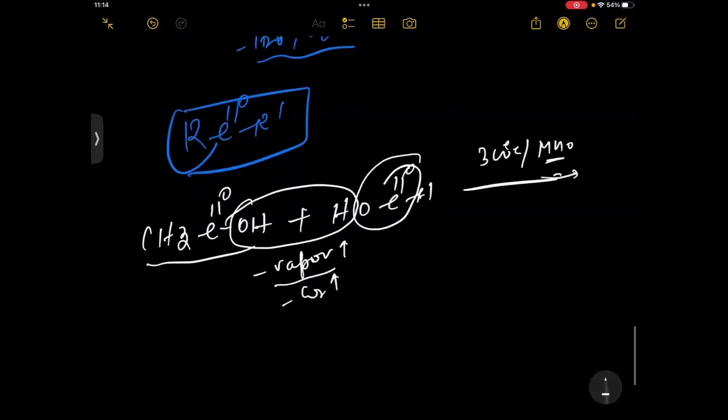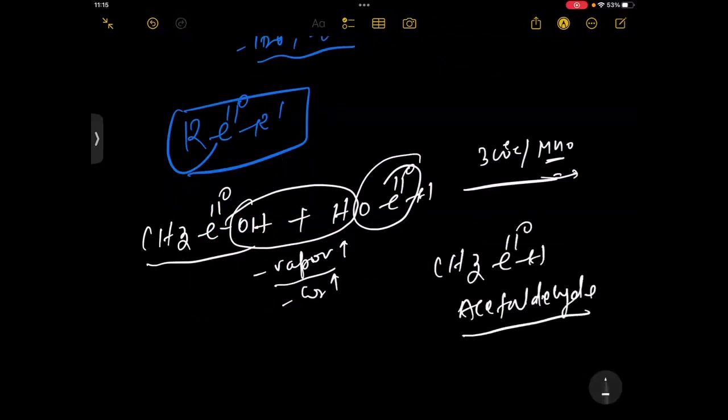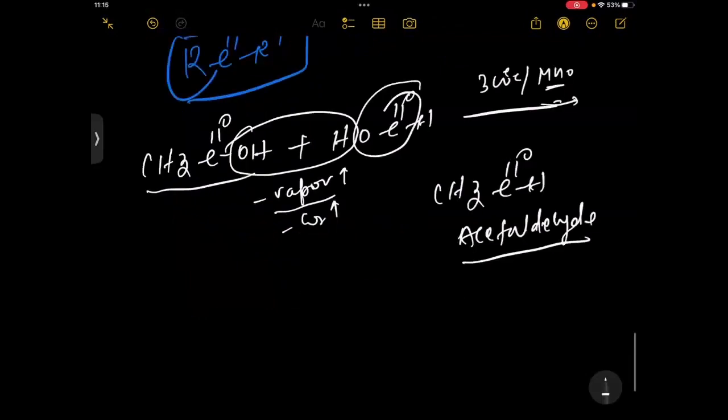So you will get CH3-C(=O)-H, this is acetaldehyde. So you will get acetaldehyde here. Still my question here: will you get only acetaldehyde? No, you can also get CH3-C(=O)-CH3. Why? Because suppose you have taken 2 moles of acetaldehyde, you will get this compound, correct?